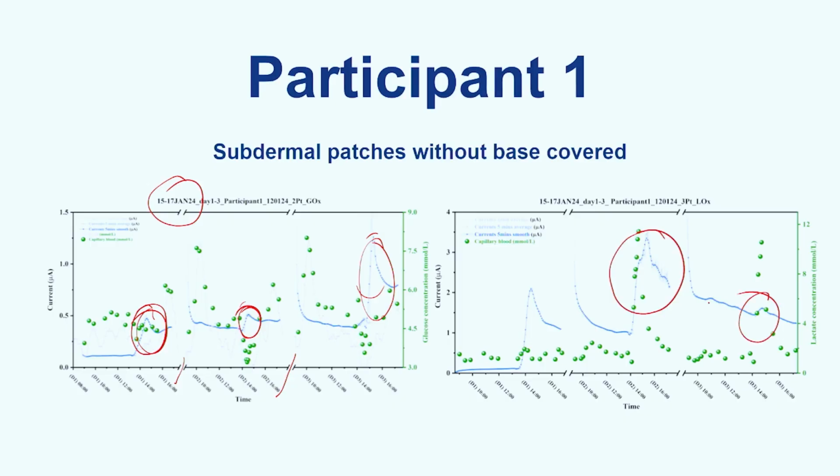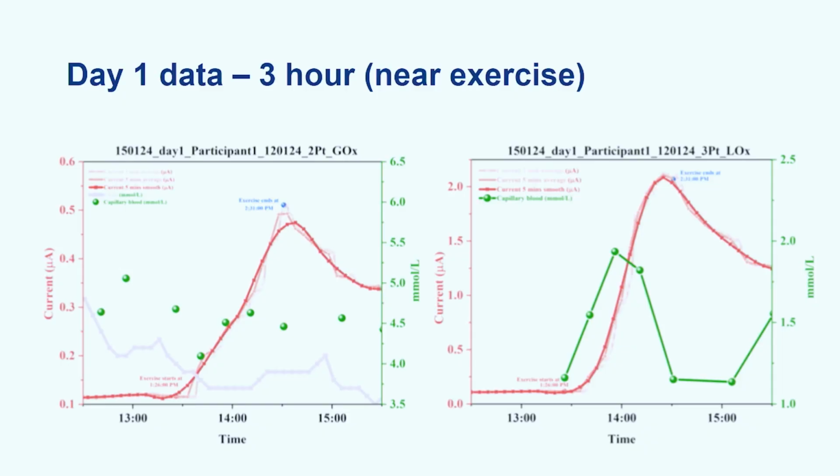And then something happened here, the sensor performance went down. So you have to do many of these kinds of studies. We did about 15 participants to get the final results there. That's day 1 data. This is just breaking down the data, what is happening near the exercise.